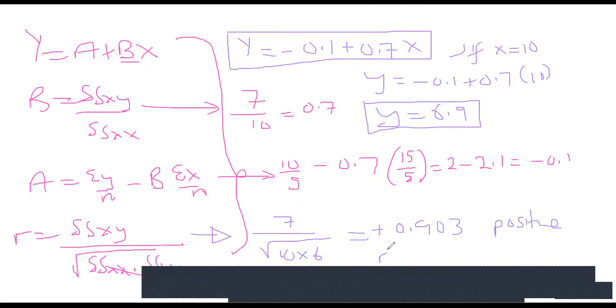But when we square this, the answer becomes the coefficient of determination. So what we get is 0.816. What does this mean? 81.6% of y is because of x. So r squared measures the extent to which y is affected by x.